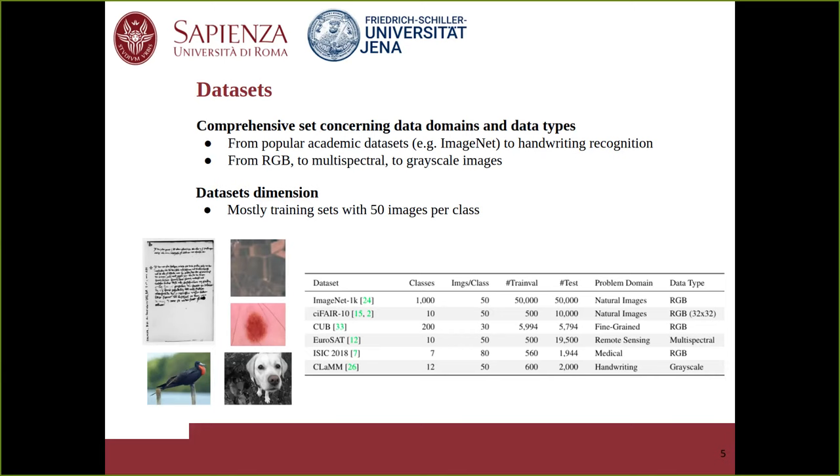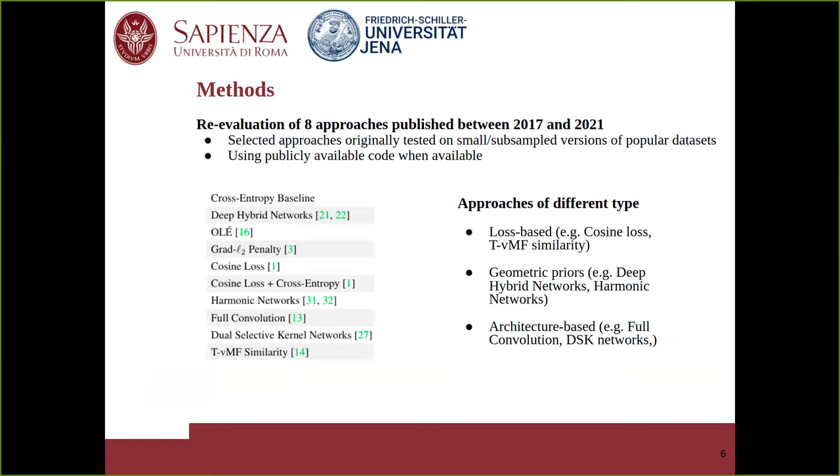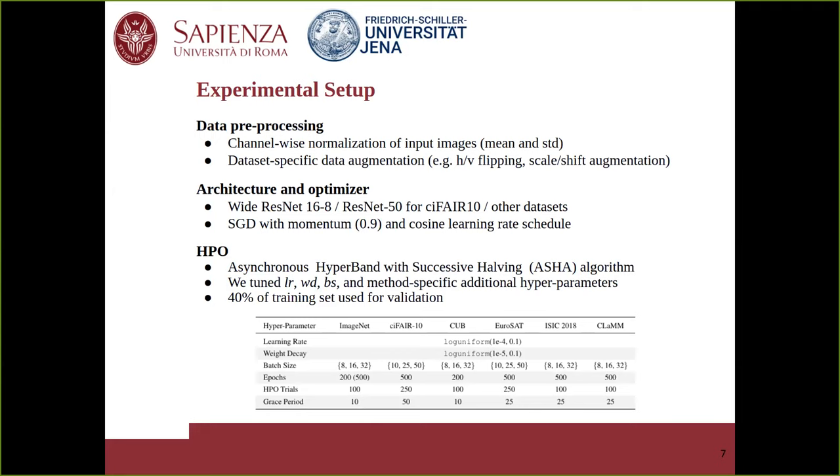And in this benchmark, we reevaluated data-deficient approaches that were published between 2017 and 2021. We selected those approaches that were originally tested on small or subsampled versions of popular datasets, and we used publicly available code when available. You can see the list here on the left. All the methods can be mainly classified into three types: loss-based approaches, geometric priors approaches, and architecture-based approaches. For more details, you can refer to the paper. As I was mentioning before, we designed a common experimental setup, starting from data preprocessing.